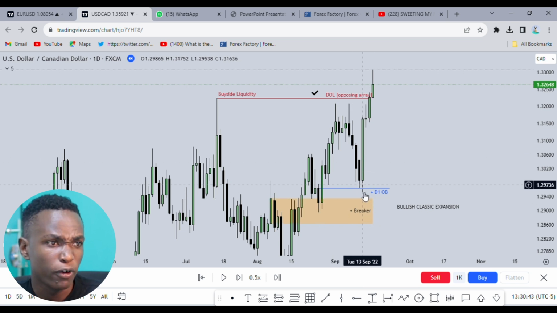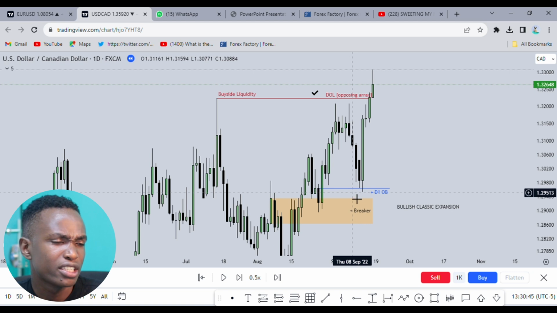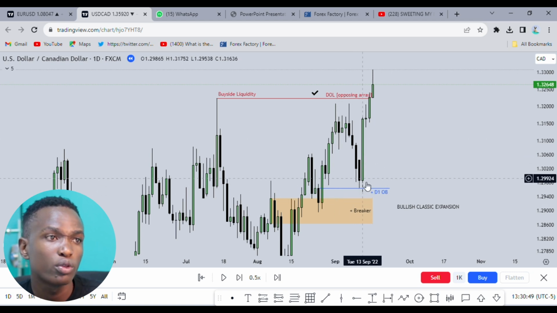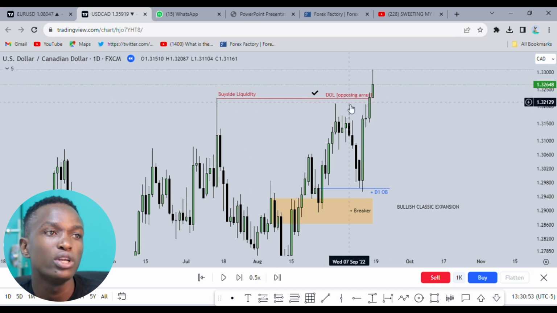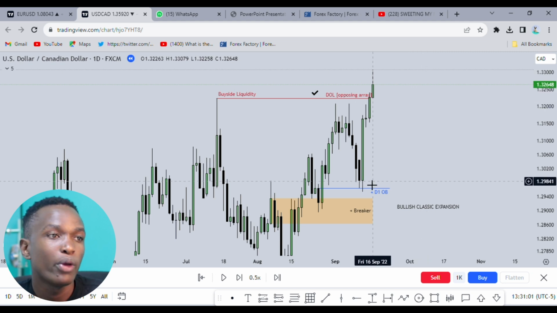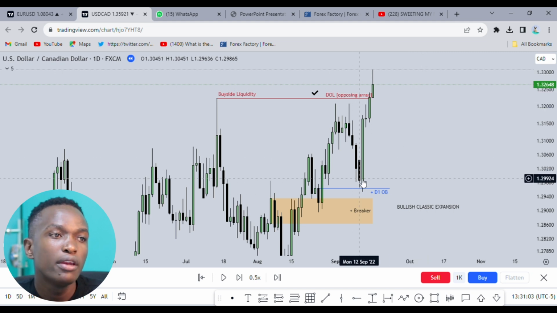Price came and sought a discount PD array, our daily order block. After price tapped into our order block, then we had a rally to the upside so as to sweep buy side liquidity in the other days. You can clearly see this. Remember, on a bearish expansion, we saw a buy, then sells. Here we are seeing a sell, then buys.